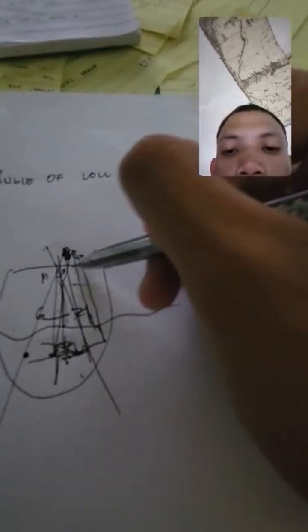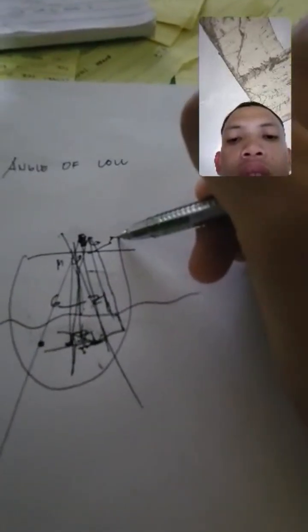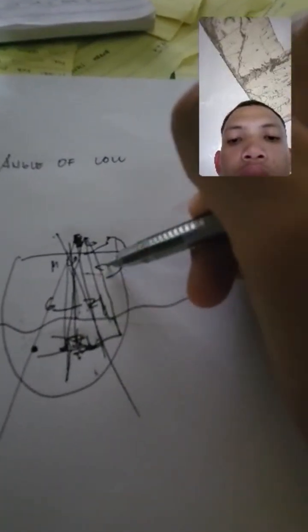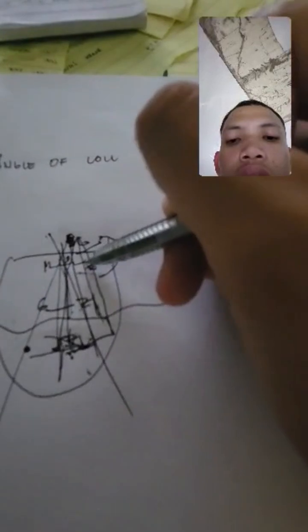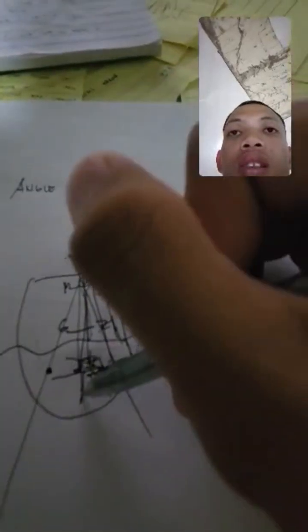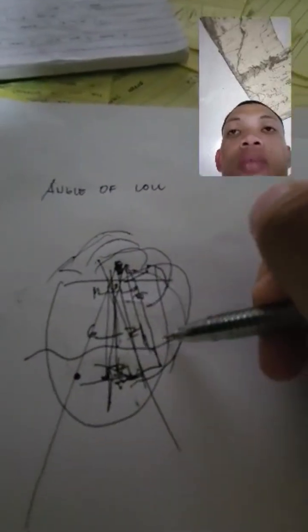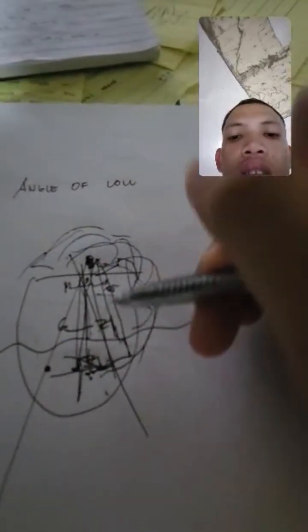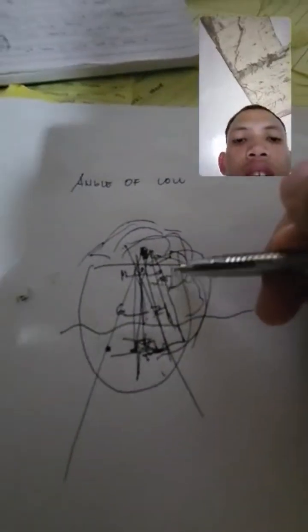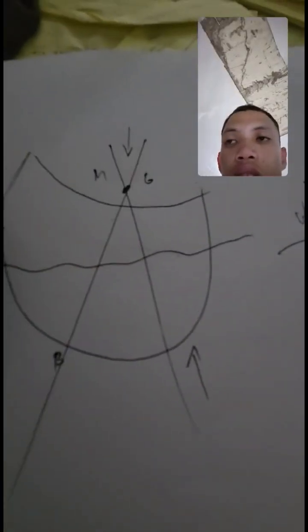So this is the center of gravity. We need to move it here so that it will align to the metacentric height, so that the vessel will not capsize and will not break. We need to label the point of the metacenter and the center of gravity. That's all. Thank you.